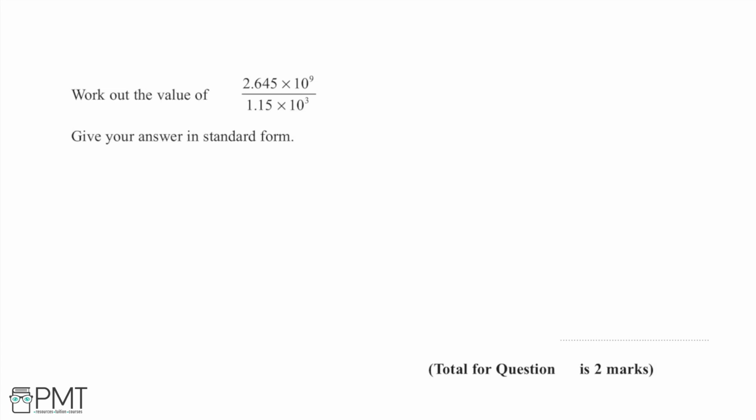So in this question, we're asked to work out the value of this expression that we have here. So 2.645 times 10 to the power of 9 all over 1.15 times 10 to the power of 3. And we're asked to give our answer in standard form. So the numerator and denominator of the fraction are already in standard form, so it's going to be easy to work with these and come to our final answer.